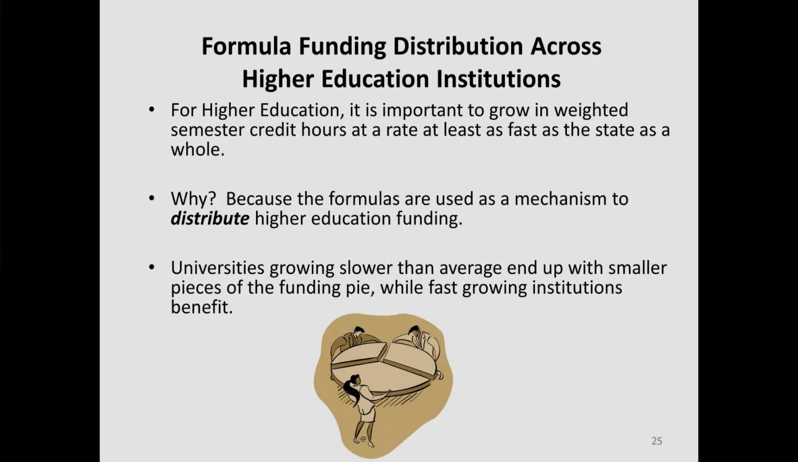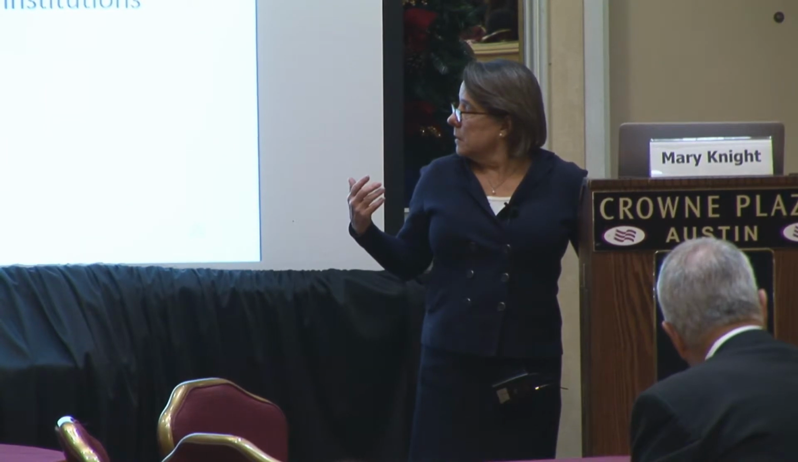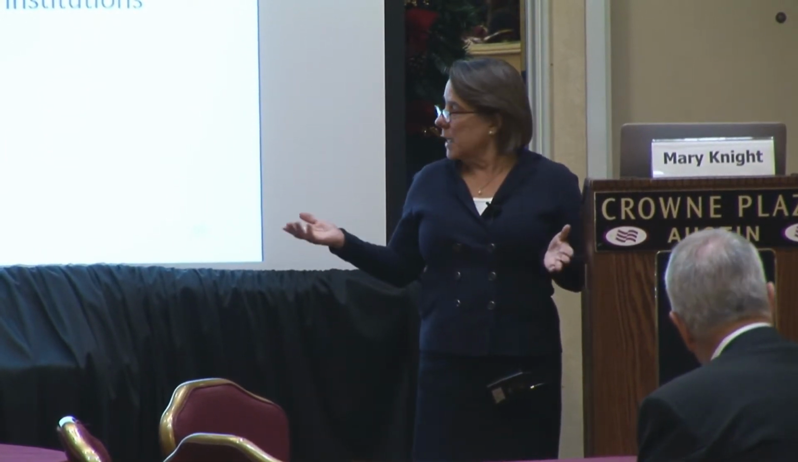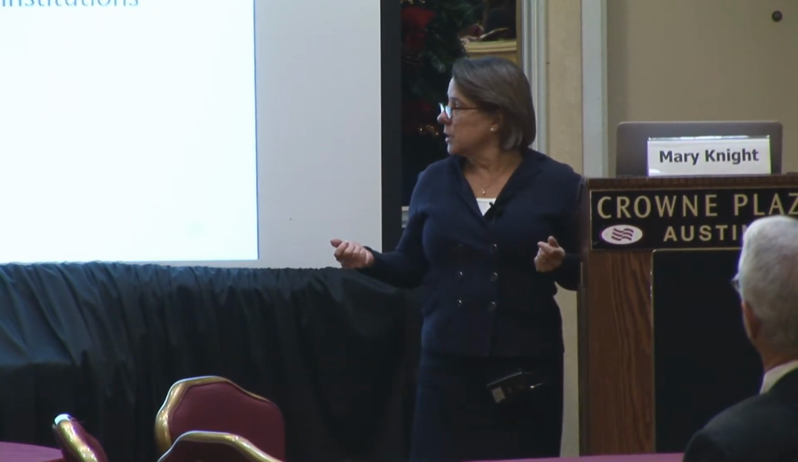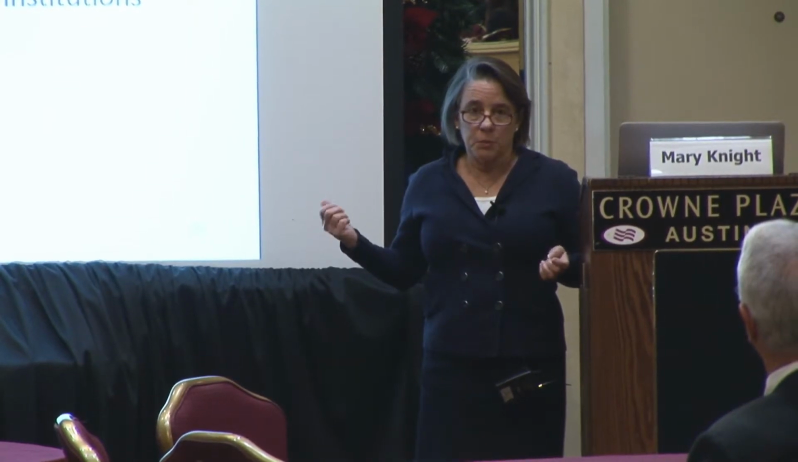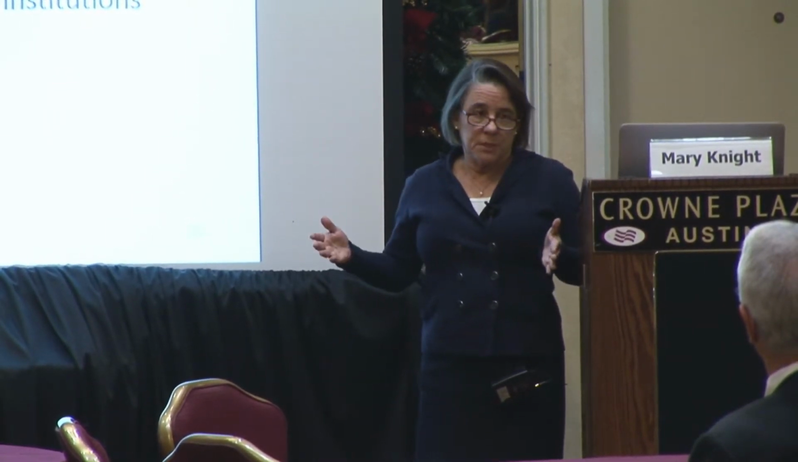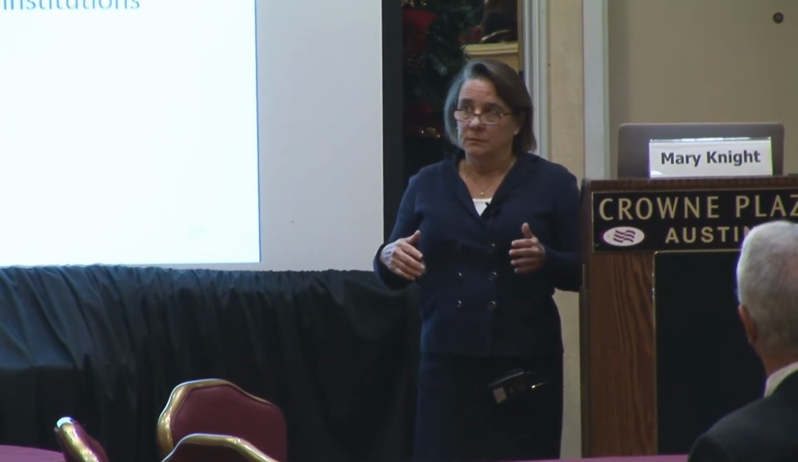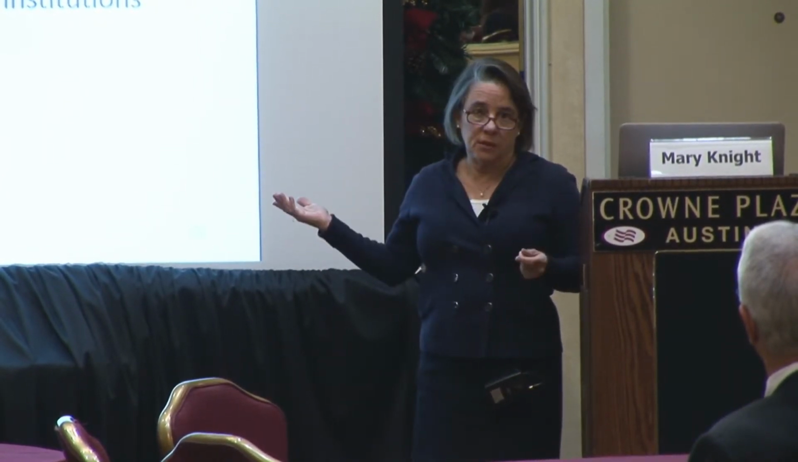As I mentioned, the formulas are an average of all of the weightings across the state of Texas. It's also distributed equitably across the institutions. We have one piece of the pie, but growing institutions benefit from this formula approach because there's only so much pie, and if you're a growing institution, you'll just get a larger piece of the pie.